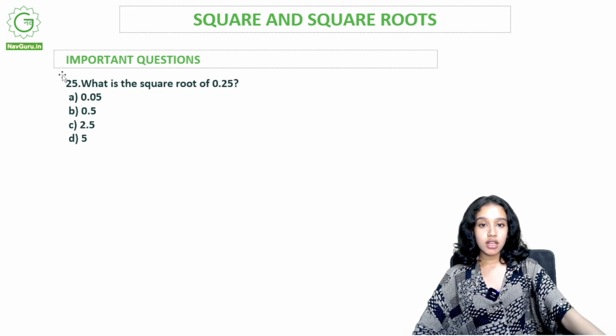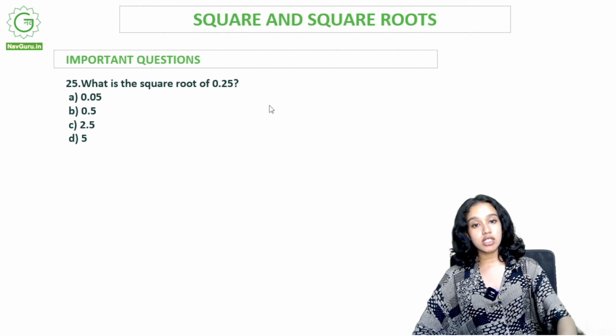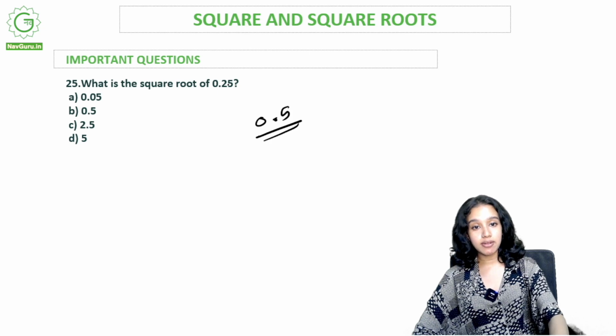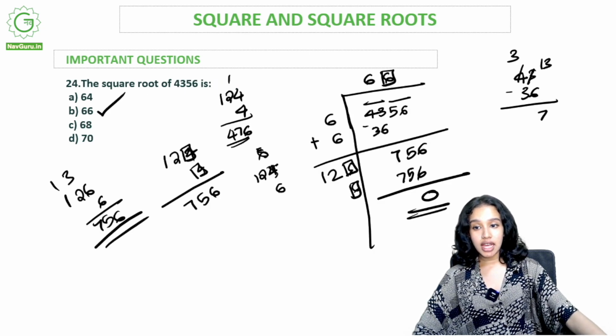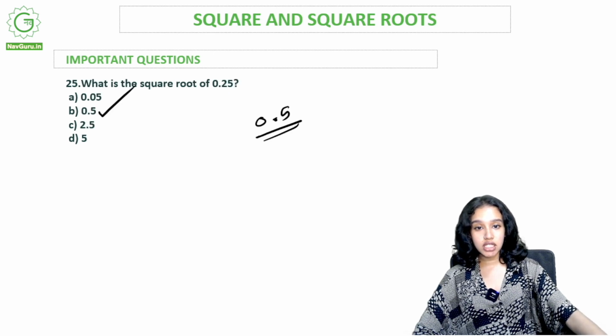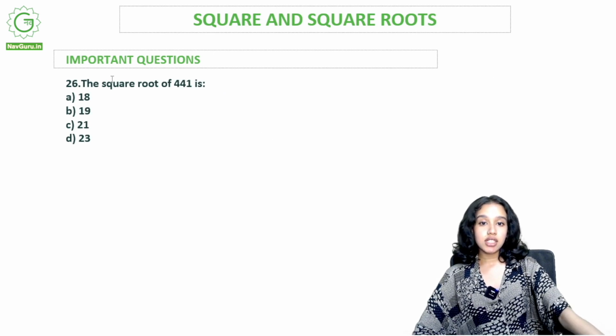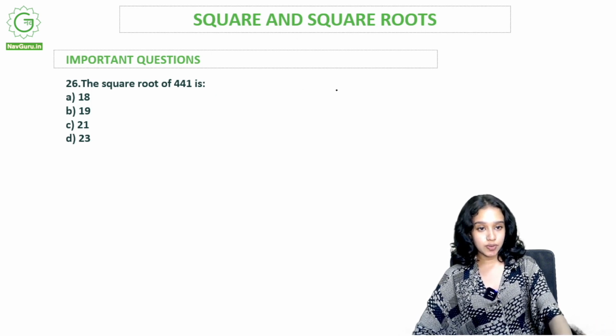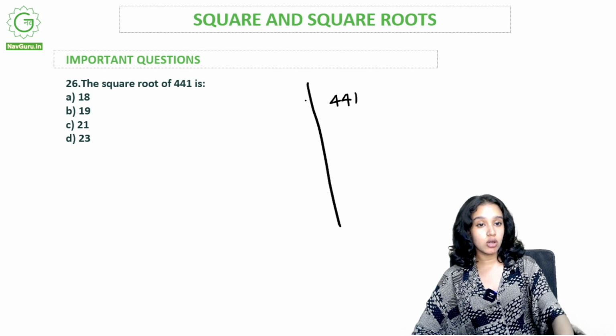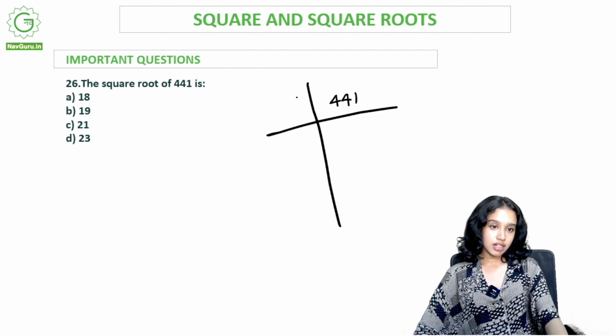Now, what is the square root of 0.25? So 0.25 has a square root of 0.5 because 25's root is 5 and we reduce one decimal place and we get 0.5. The square root of 441. So which method should we do? Let's do prime factorization. We've been doing long division a lot. So yeah, prime factorization it is.